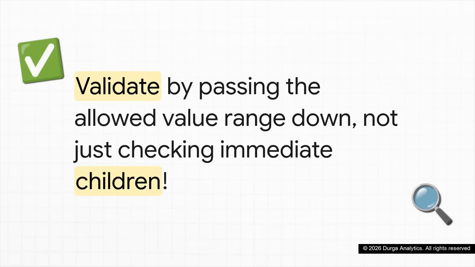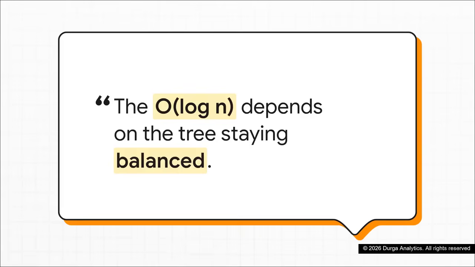To do this right, you actually must traverse the tree while carrying the full allowed minimum and maximum range down the branches with you. You tighten that range as you go left or right to verify deep structural validity. So if you take away absolutely nothing else from today's explainer, let it be this fundamental truth about performance and structural integrity. The O of log n depends on the tree staying balanced. It's not magic, folks. It's architecture. And as software engineers, our job is to ensure our architecture can handle whatever messy, real-world data throws at it without degrading into a crawl.